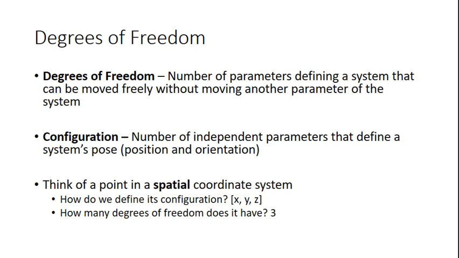So now if we change this to a spatial coordinate system, a 3D space, we have x, y, and z, then the configuration changes to x, y, z, and the degrees of freedom goes up to 3. So here is my quiz question. Think of a laptop moving on the surface of a table. We have a flat table, and we can move the laptop around. How do we define its configuration, and how many degrees of freedom does it have?